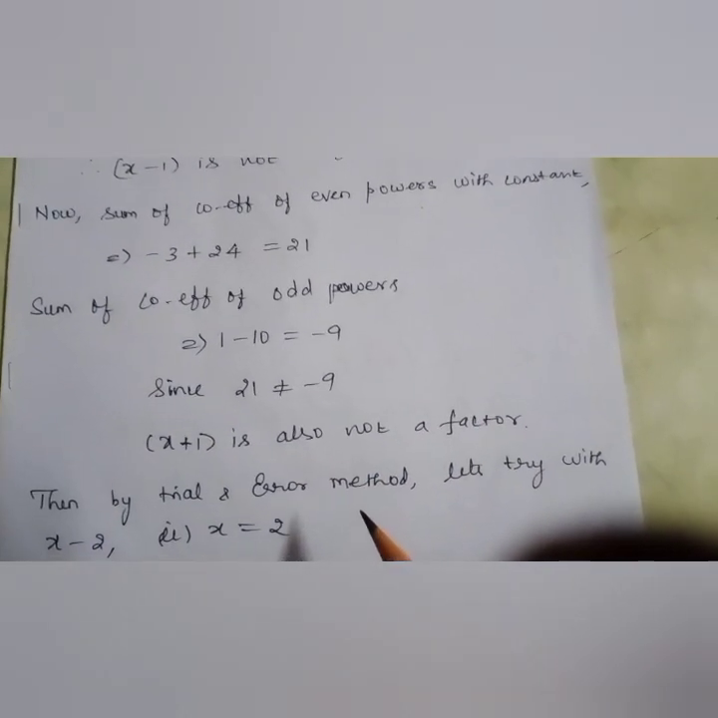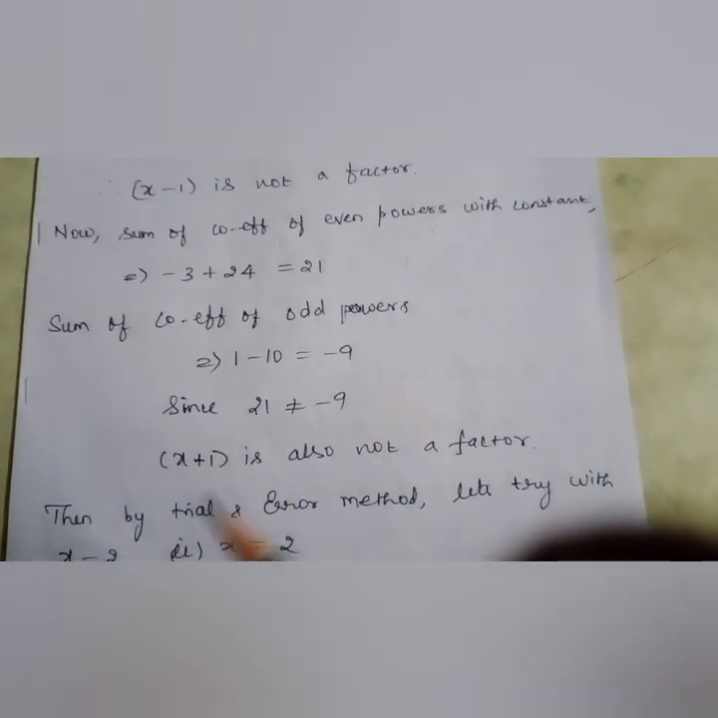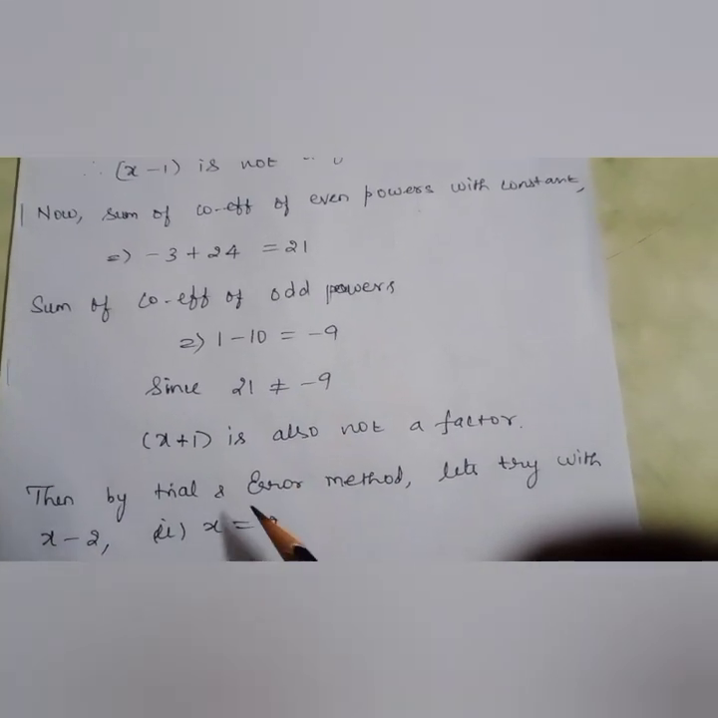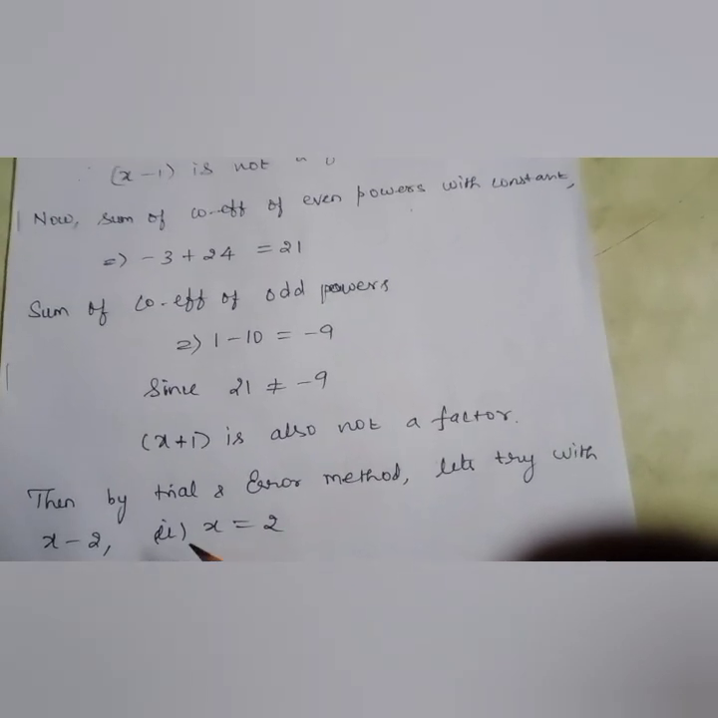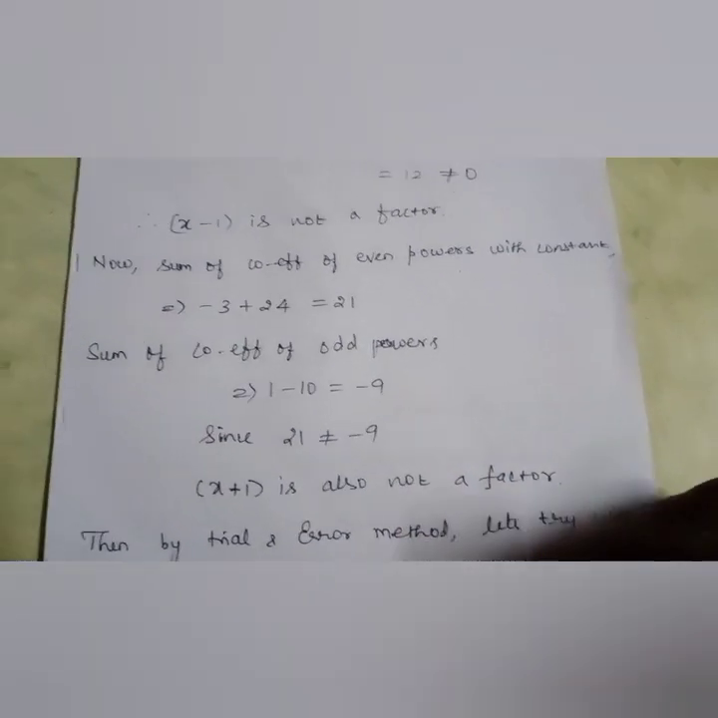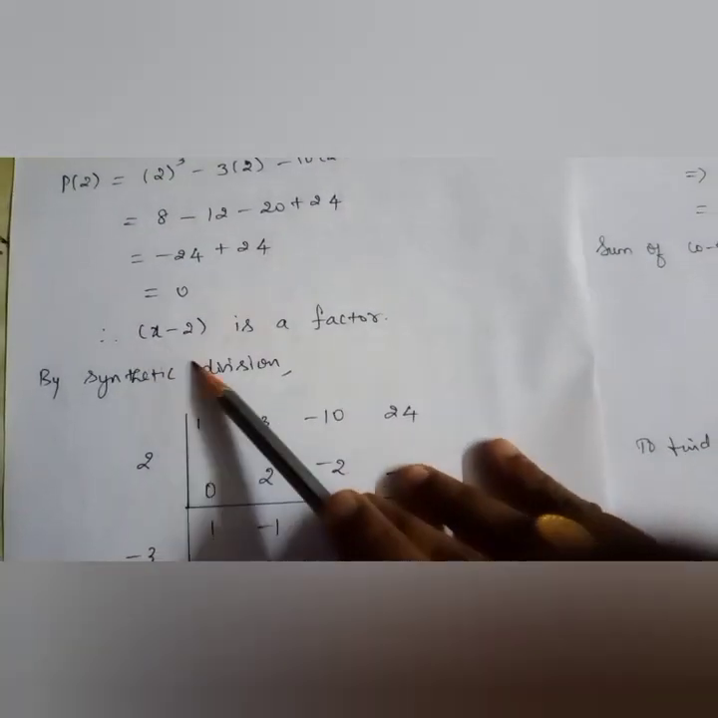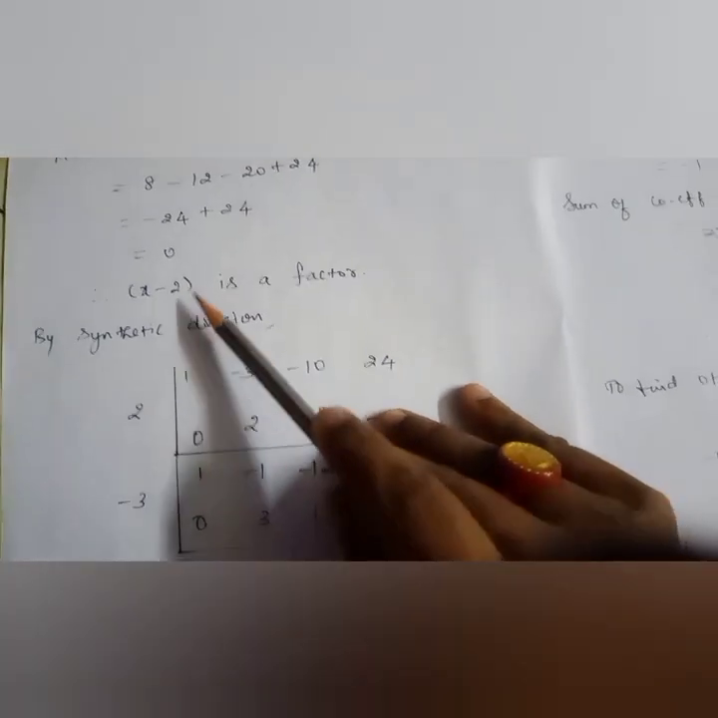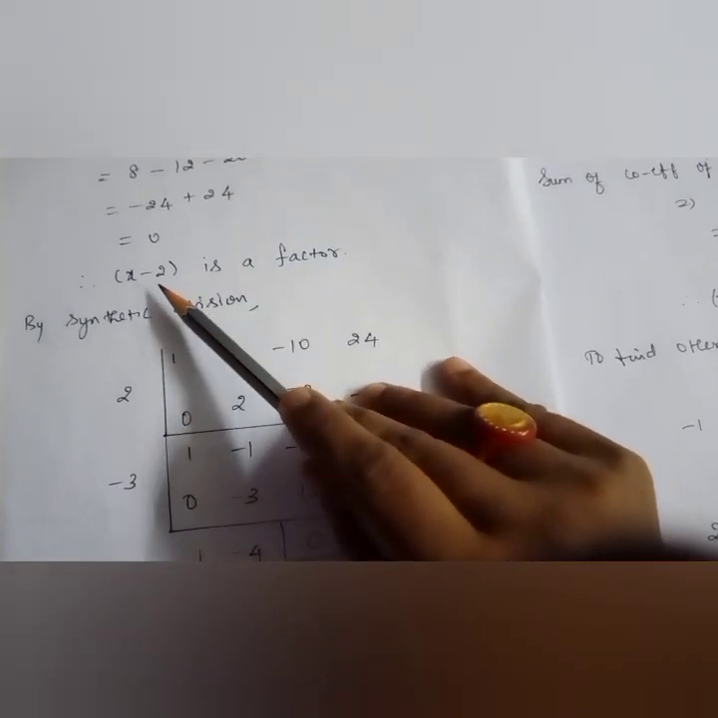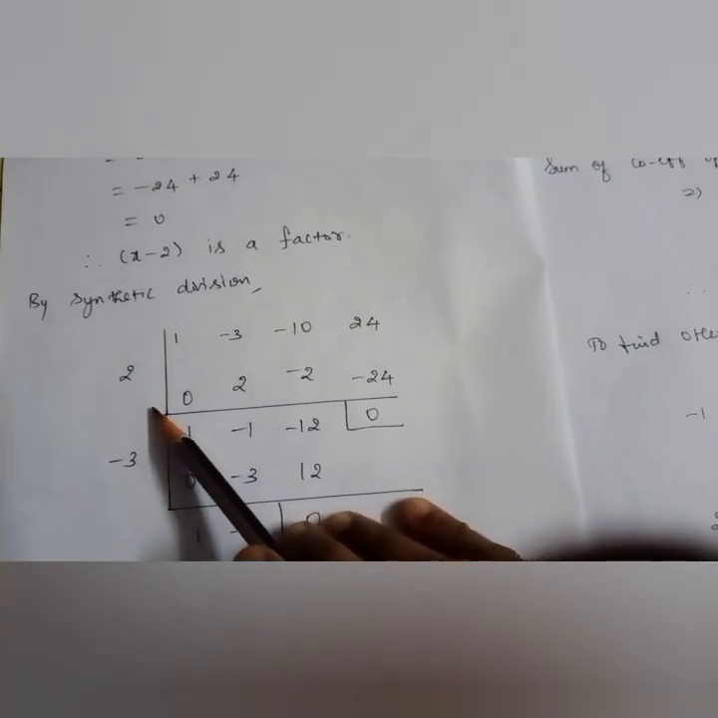Then what you have to do, as we have discussed earlier, in case x minus 1 and x plus 1 are both not factors, is use the trial and error method to keep on checking with other numbers. That is, start off with x minus 2, that is x equal to 2. How will I check? I will substitute 2 in the polynomial, and I am getting 0, which means x minus 2 is a factor. Having proved that x minus 2 is a factor, I can use synthetic division.